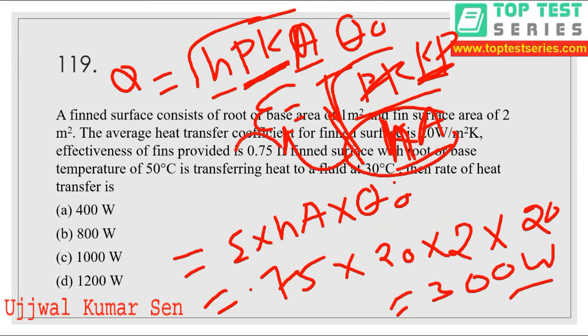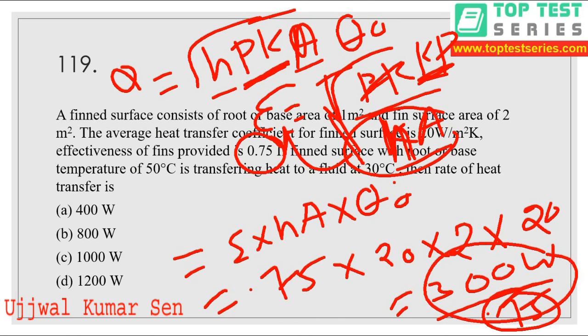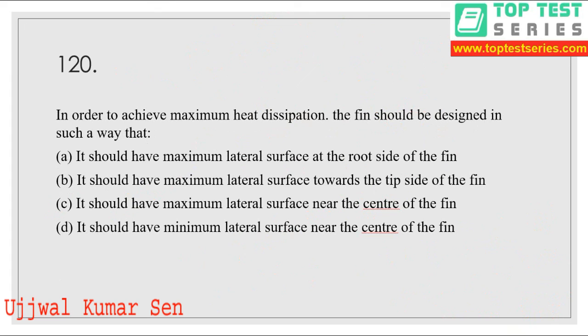But there is one very good concept we have to look at here. We have been given effectiveness equal to 0.75, but remember, we will not use a fin if its effectiveness is less than even 2, because it is not effective for us. So we have to divide this term by 0.75. If we do the calculation, we are getting 400. Therefore option A is the correct answer for this question.